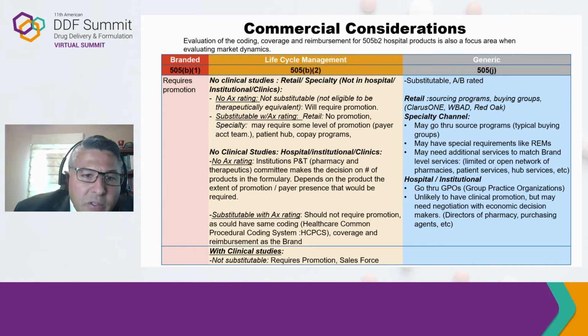If it's in the hospital or institution or clinics and it doesn't have an AX rating, it's not the end of the world there. The institutions and the P&T committee, which is the Pharmacy and Therapeutics Committee, make the decision typically on the number of products in the formulary. And it really depends on the product, the extent of promotion and payer presence that would be required.